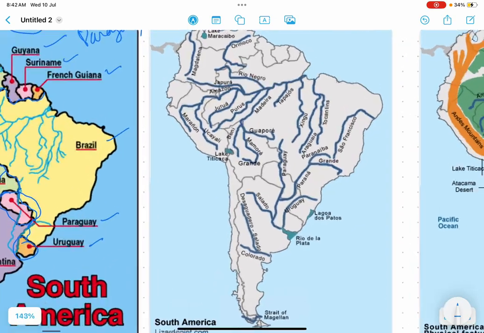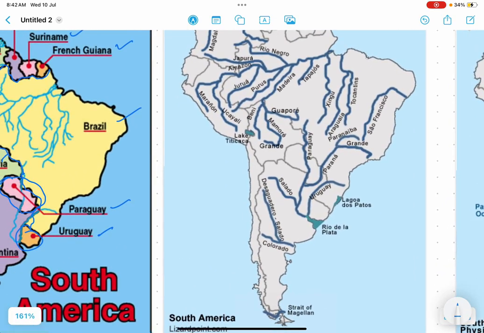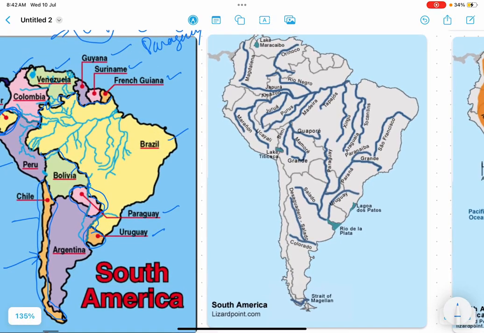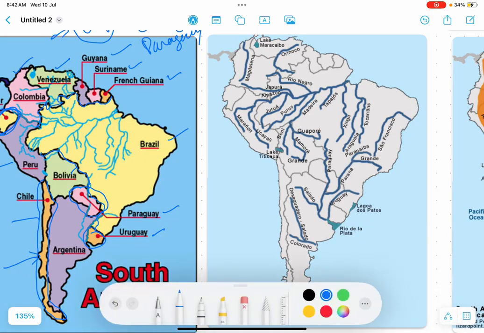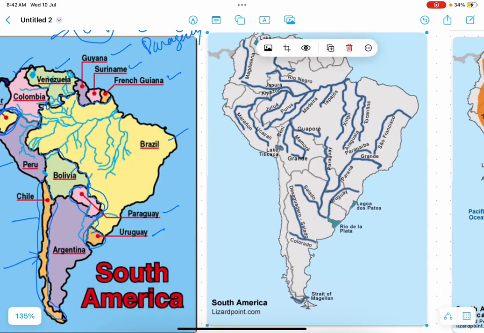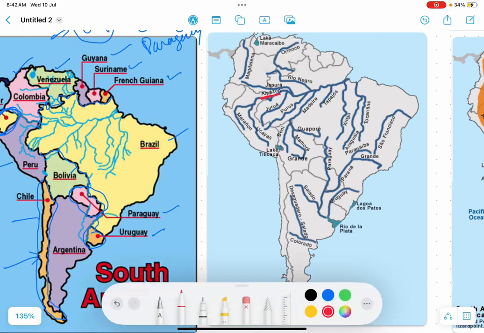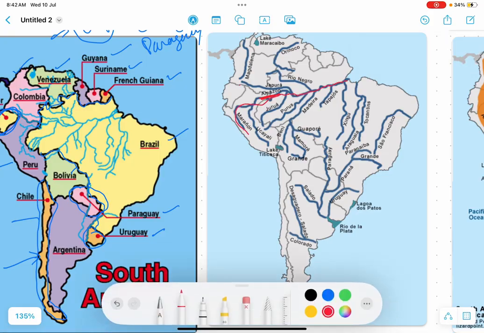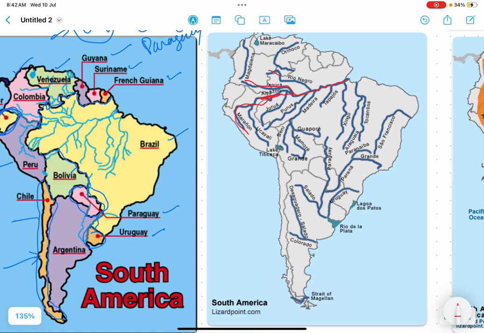Let's move ahead to the next map, that is of the rivers. We need to see some of the important rivers and some of the important states. First of all, let's see the main river, that is the Amazon river. Right here you can see Amazon river. It has various tributaries, and these also have a lot of tributaries. So you can look at these and remember some of them.